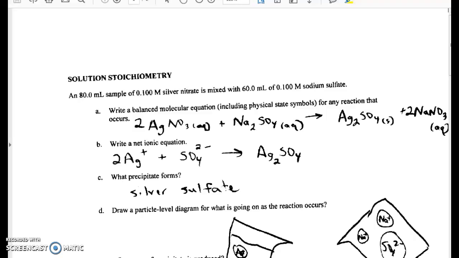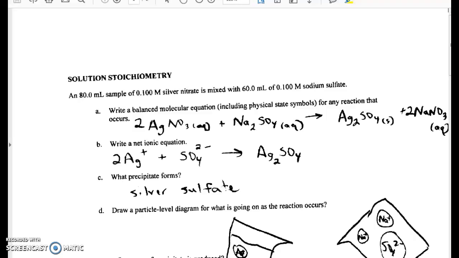So the first step is to write the balanced molecular equation for that double replacement reaction, where the silver ion, which is plus 1, now pairs up with the sulfate ion, which is minus 2, and that is an insoluble product. And then the sodium ion, which is plus 1, pairs up with the nitrate ion, which is minus 1. So we have a balanced chemical equation where we have 2 moles of aqueous silver nitrate plus 1 mole of aqueous sodium sulfate forms 1 mole of solid silver sulfate, the precipitate, and 2 moles of aqueous sodium nitrate.